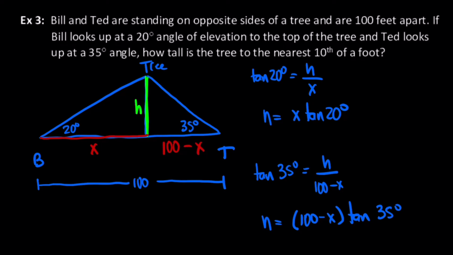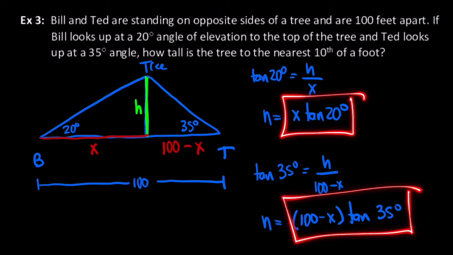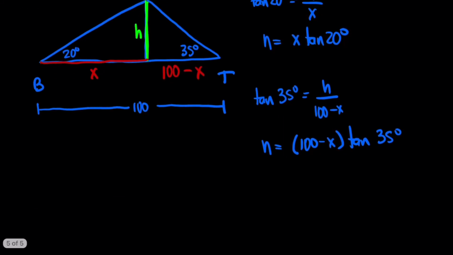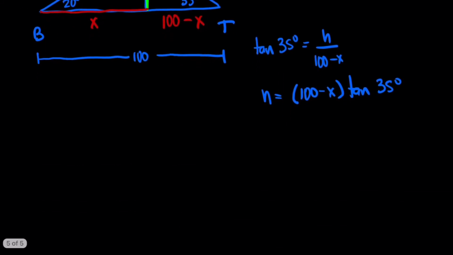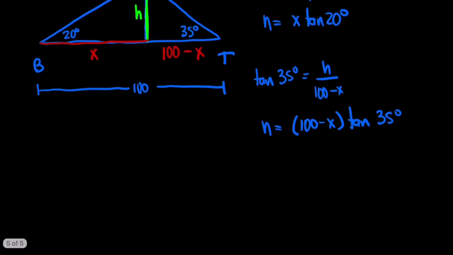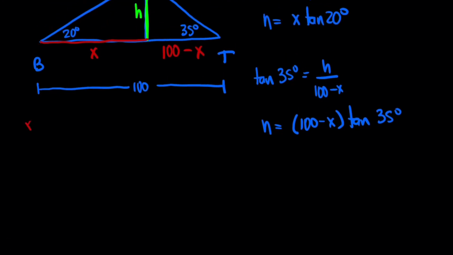What I need to do now, since I have an H equals there and an H equals there, is set these two things equal. There's an equation that only has an X in it. Now, granted, it's not going to be super easy to solve, but at least there's only one variable. All right, so let's do that over here on the side. So I've got X tangent 20 equals (100 minus X) times tangent 35.